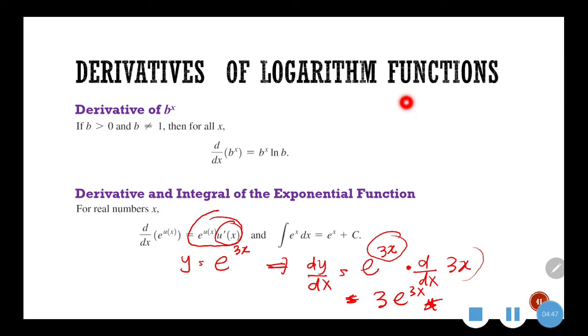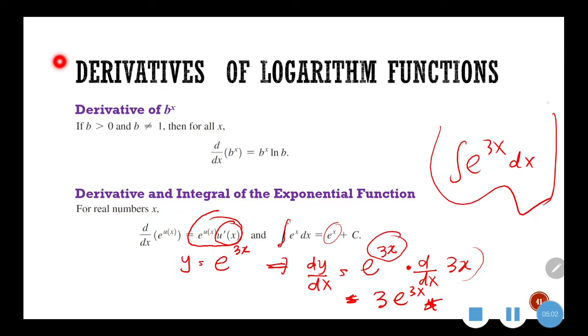Faham tak? For integration pun sama sebenarnya. When you differentiate e to the power of x only, you will get back e to the power of x. Tapi kalau you integrate e^(3x) dx, you will get something else. This one tak apa. KIV dulu, kita akan belajar dalam chapter 4. Okay, we'll discuss this in chapter 4.